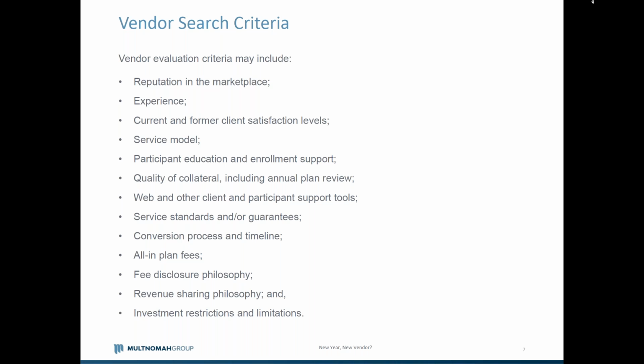So understanding their approach to transparency of fee disclosures, revenue sharing practices, those types of things are important.